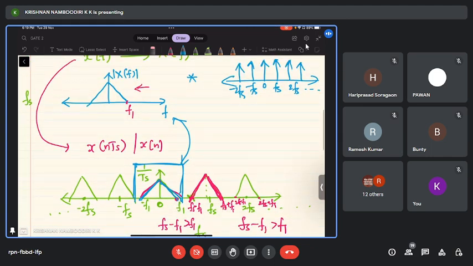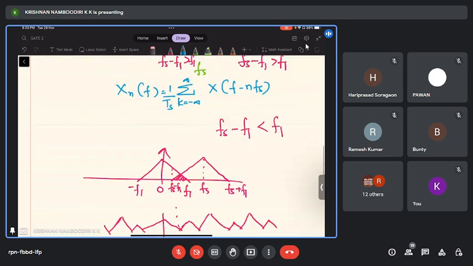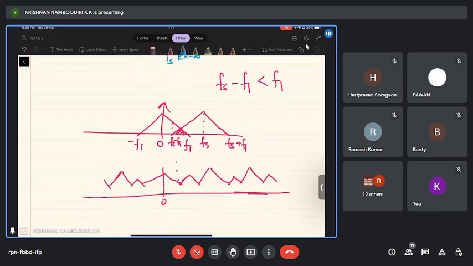If I filter this signal, and the filter has a frequency pass band like this, then the output will look exactly like x of f, right? Now there is no repetition. I have thrown away all the other triangles. Correct? That means I have gotten back the actual signal, right? But in the case where there is aliasing, you cannot get back the original signal.